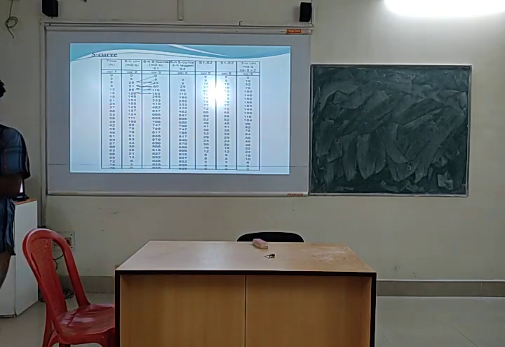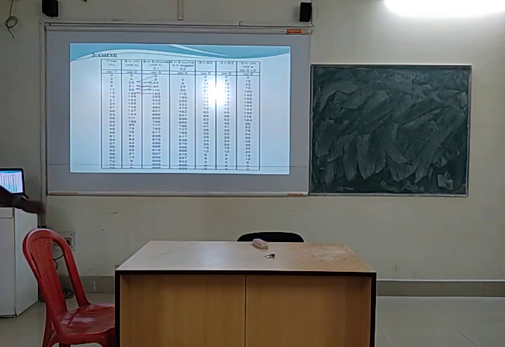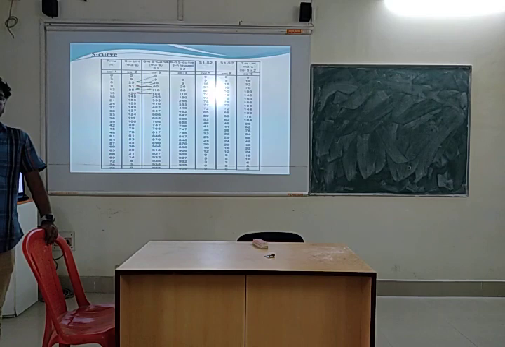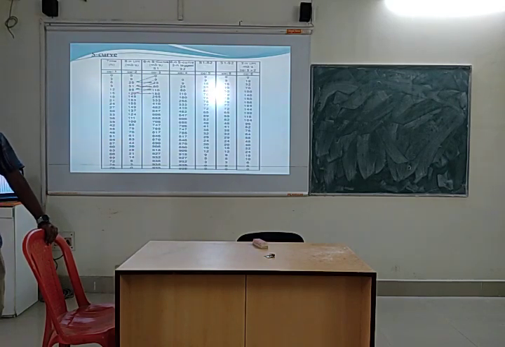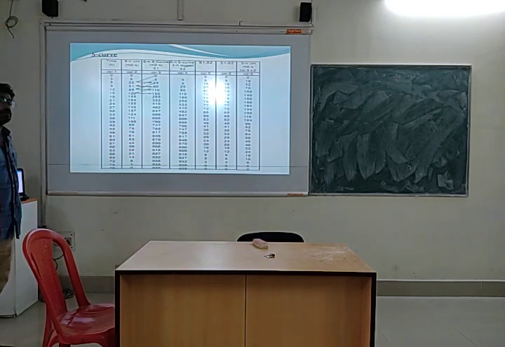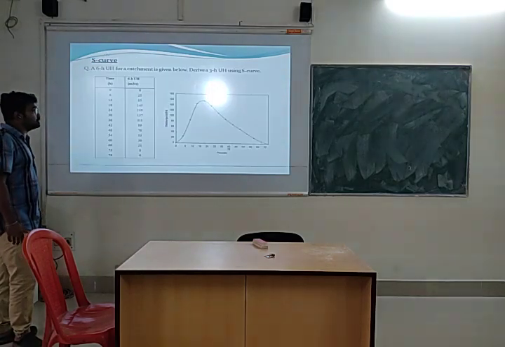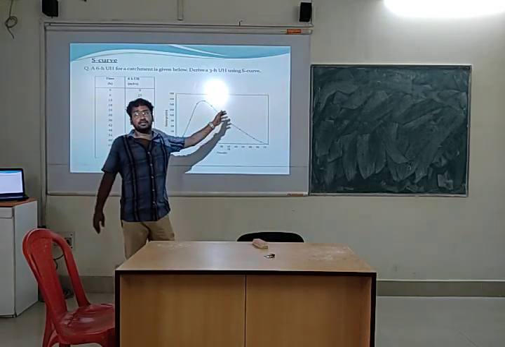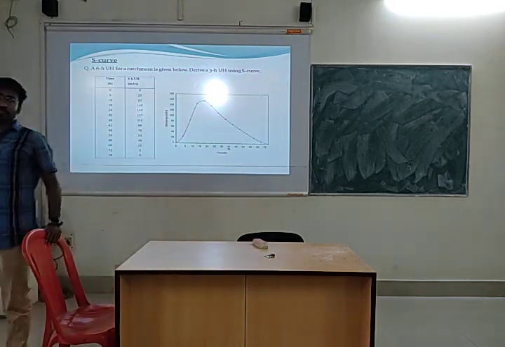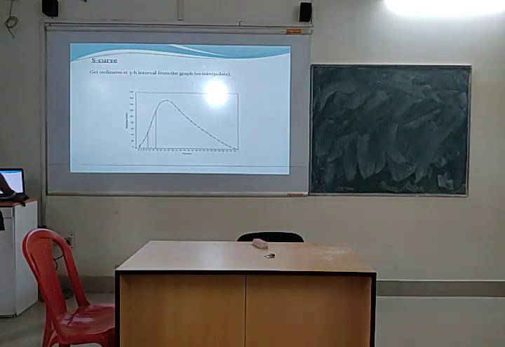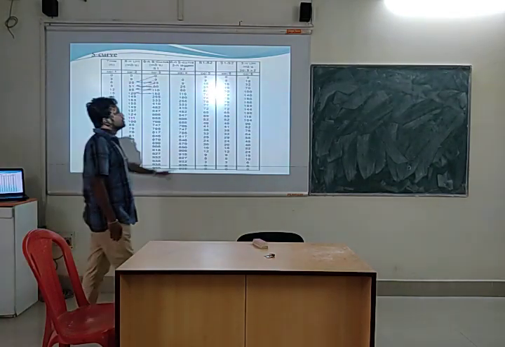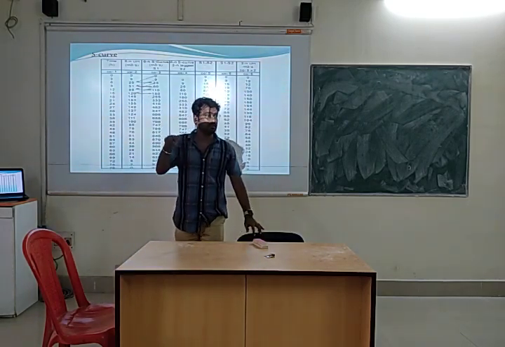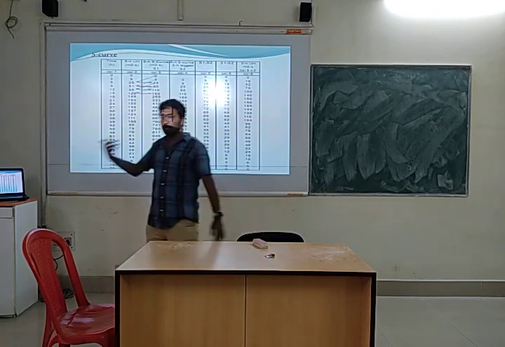D by T, in our case D is what? D is 6, right? T is what? We are finding out the unit hydrograph for 3 hours. So T is 3 in our case, right? So you need to multiply by D by T. That means this column will be multiplied by 2. 6 by 3, that is 2, right?